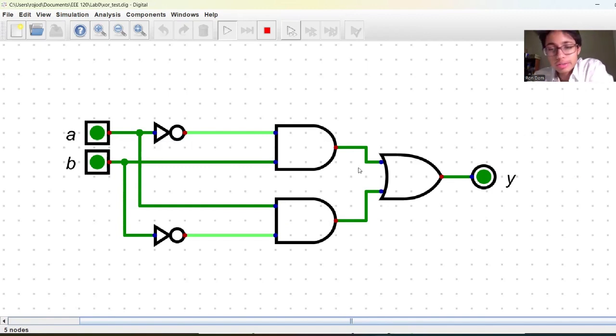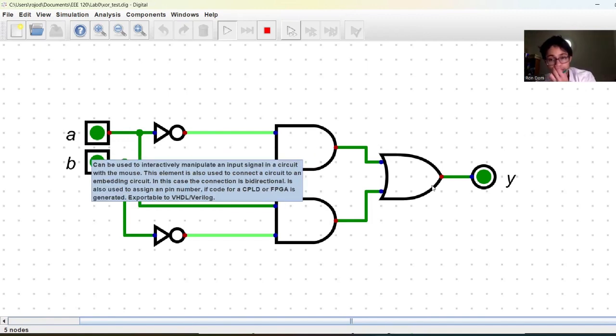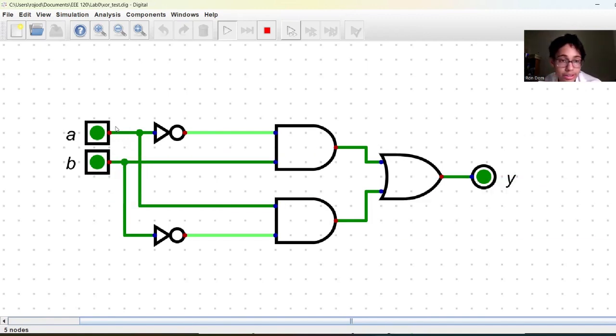So to test this, this is an exclusive OR, XOR, gate. So basically, output Y should be true when the inputs are different, and it should be false, or zero, when the inputs are the same. As we can see, both A and B are zero, or false, meaning they're the same, and our output Y is also zero, or false.